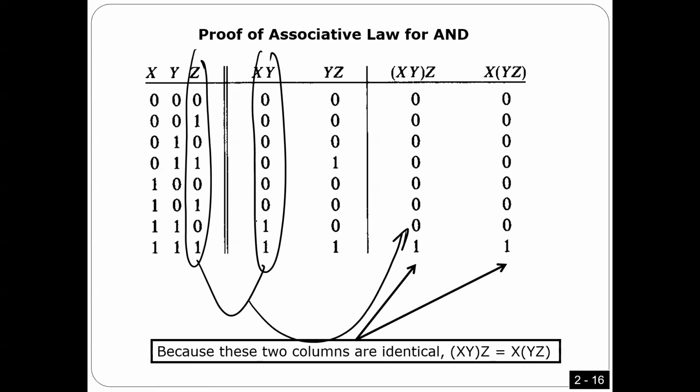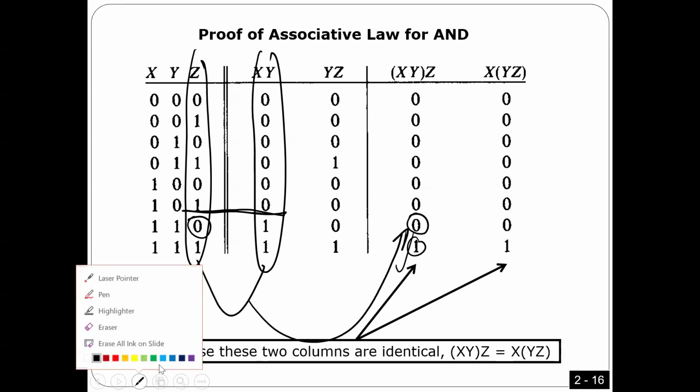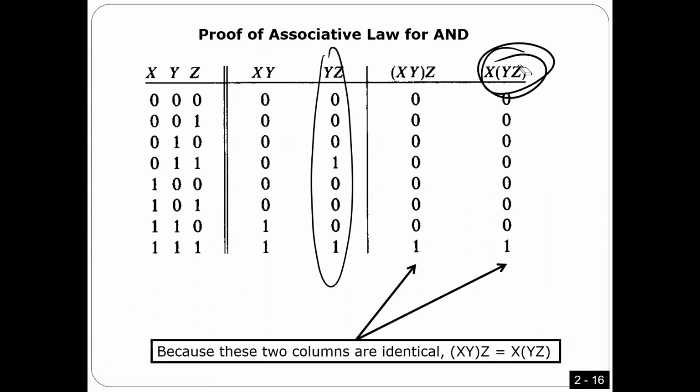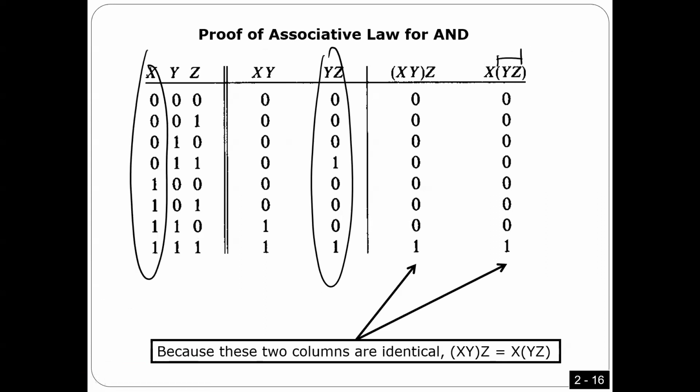And now I'm done until here. Yeah, and then I have 0 here, so it should be another 0. And then we have 1, okay? So now I'm going to calculate this one. To calculate this one, I'm going to use this column, YZ. So I'm going to calculate YZ first, then I'm going to end it with X.